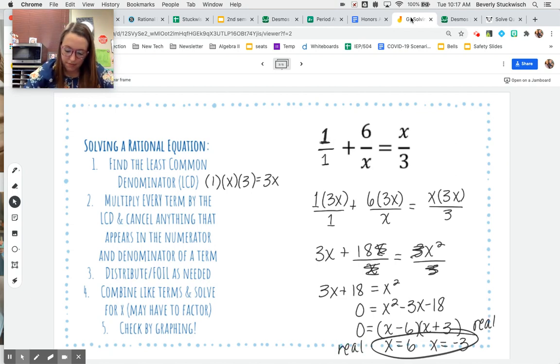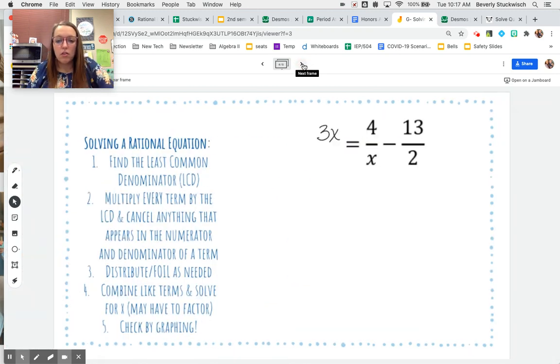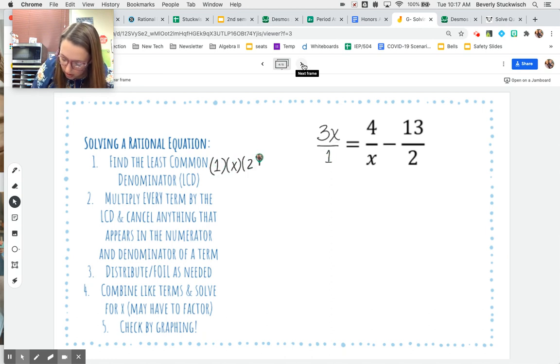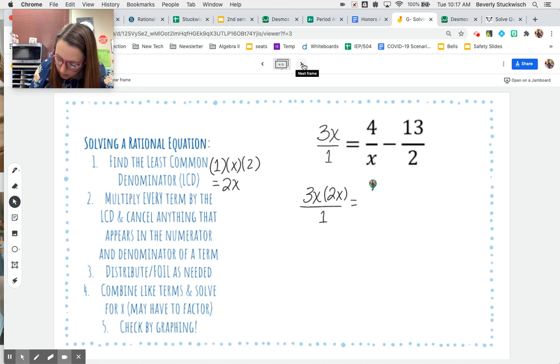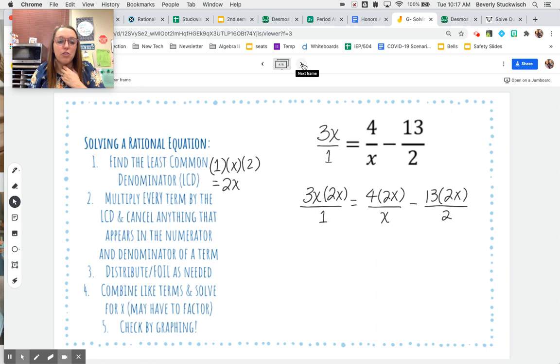Okay, let's do another one. All right. Once again, 3 fractions. Looking at my denominators, I've got 1, I've got x, I've got 2. Multiply those together, I get 2x. Okay, so I'm going to multiply every term by 2x. Again, we only have to do it on the top for this method because we do have an equal sign. As long as we do it to every term on both sides of equals, we're fine.